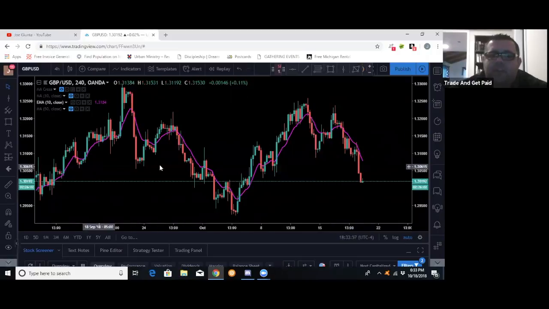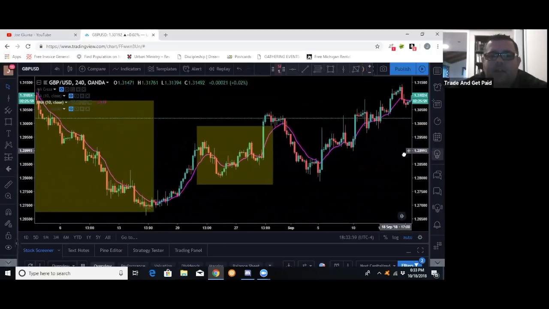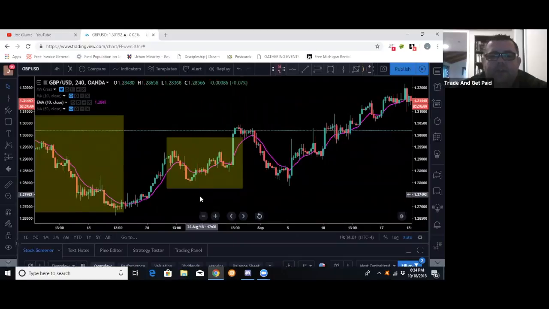Okay, let me give you an example of that. I highlighted a couple of areas back here.